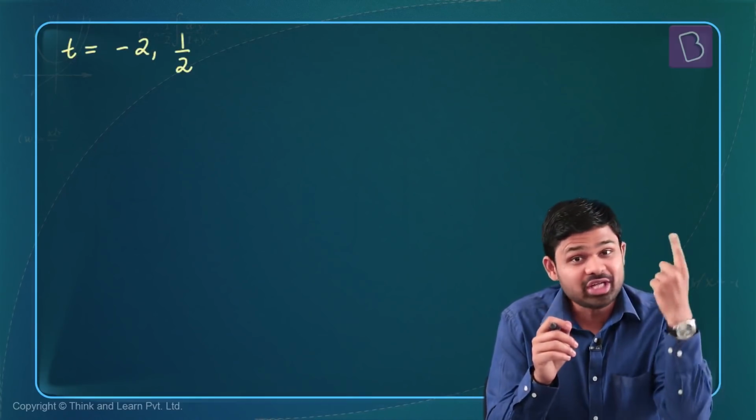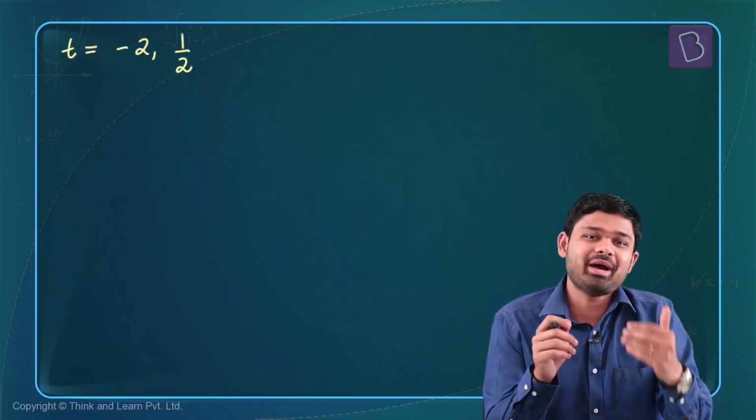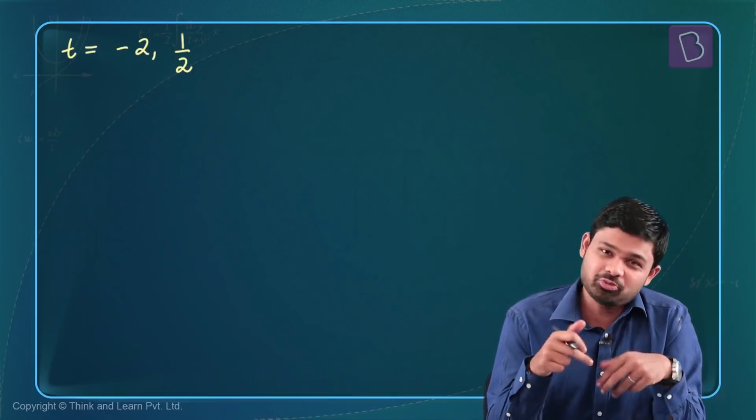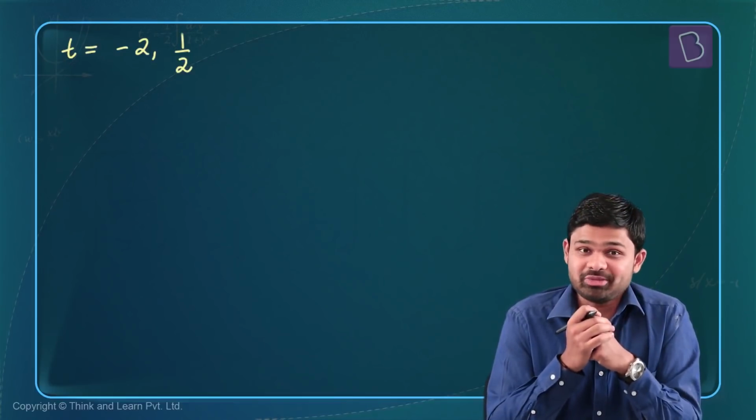If you use that other method, t1 t2 is minus 1 and 2 by t1 plus t2 as the slope of the focal chord, well, that is much more tedious than this. That is why I use this method.